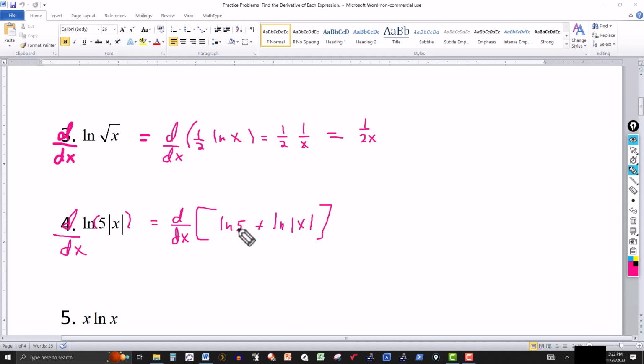Now I can take the derivative term by term. Natural log of 5, that's just a constant. So the derivative of that is 0. And the derivative of ln of absolute x, we have a formula for that. That's 1 over x. That's your answer for that one.